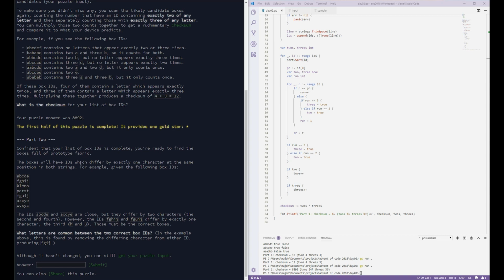If an ID differ by one character, what the hell does it mean that they both differ by one character at the same position? Of course they do. If they differ, they differ. They don't differ. Okay. Let's just go through them again.